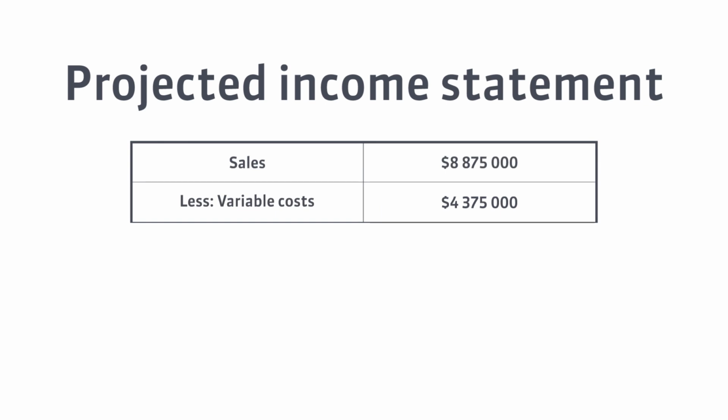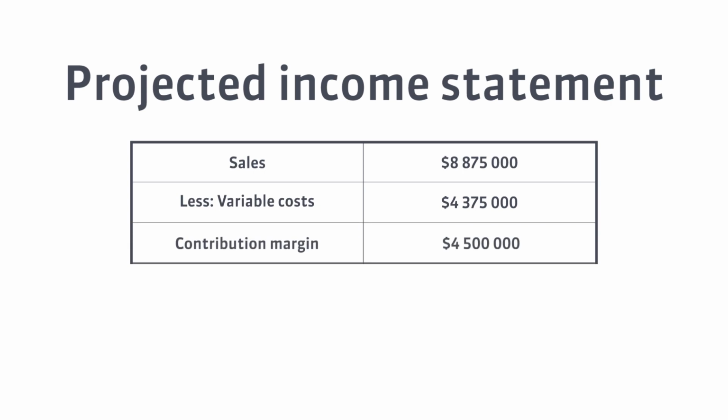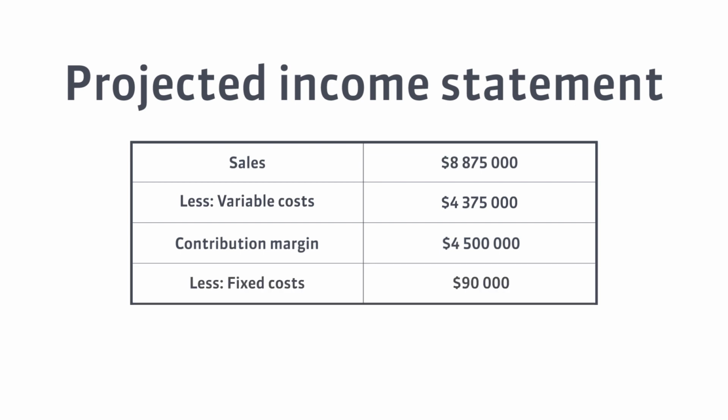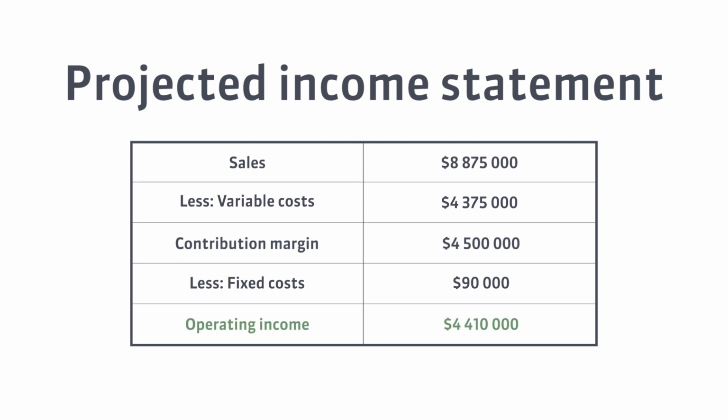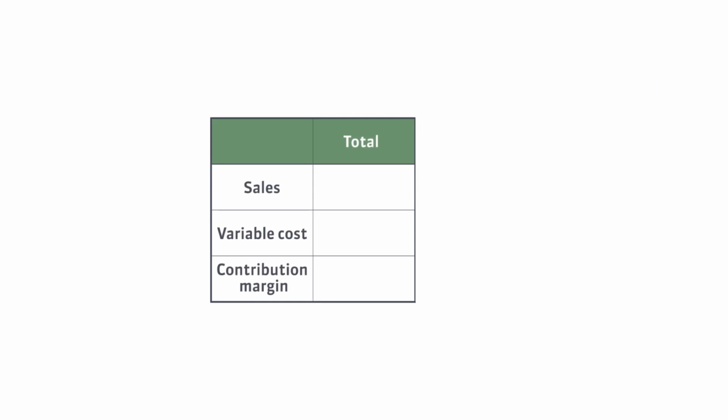If we subtract the variable costs from the sales value, we get a contribution margin of $4.5 million. We already know the fixed costs. If we subtract the fixed costs from the contribution margin, we get an operating income of $4.41 million. This is our projected income statement. Now we will calculate the contribution margin ratio.